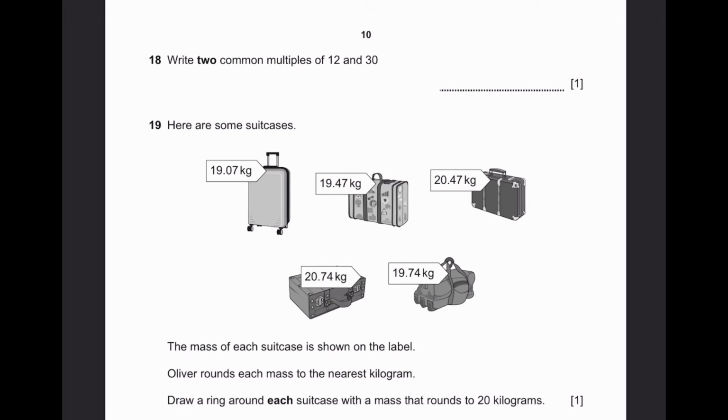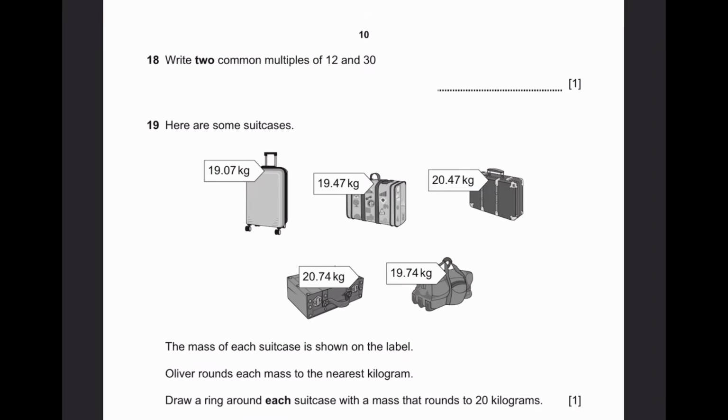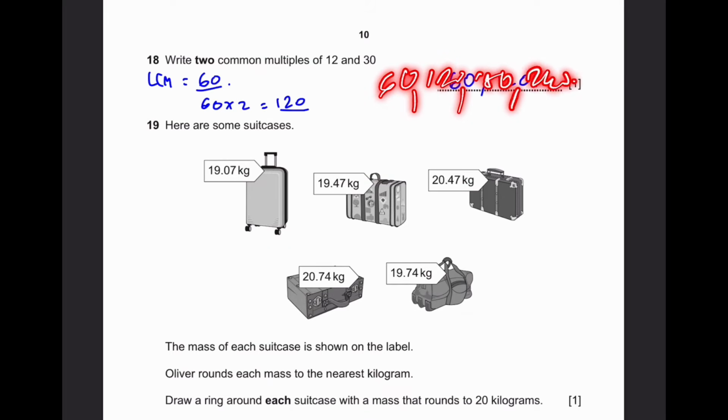Question 18. Write 2 common multiples of 12 and 30. Well, this question is basically telling us to find the LCM of 12 and 30 and then multiply it by a certain factor to get another multiple. So the LCM is going to be 60, and that's the first multiple. Now, a second multiple, we can just multiply this by 2, and we'll get another one, which is 120. So we can just write 60 and 120, and that's our answer. Of course, you can write some other values like 120 and 180, or actually any multiples of 60, starting from 60, 120, 180, 240, and so on.